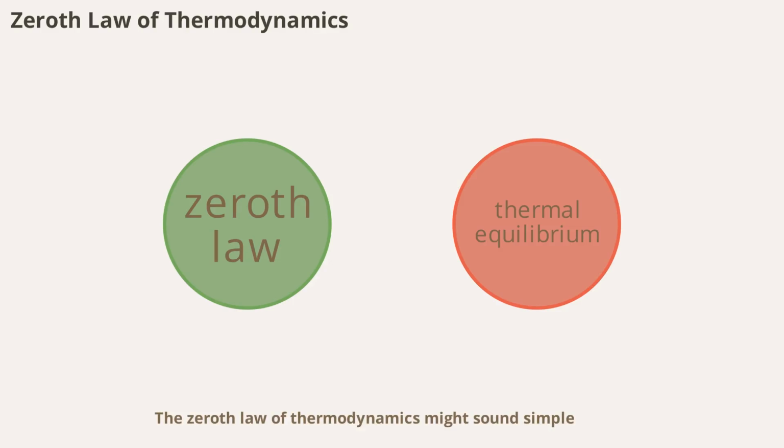The zeroth law of thermodynamics might sound simple, but it's crucial for everything that follows. It states, if two systems are each in thermal equilibrium with a third system, then they are in thermal equilibrium with each other. This law forms the basis for the concept of temperature.